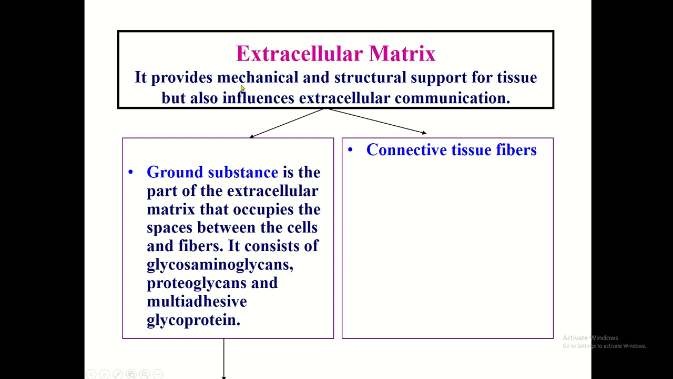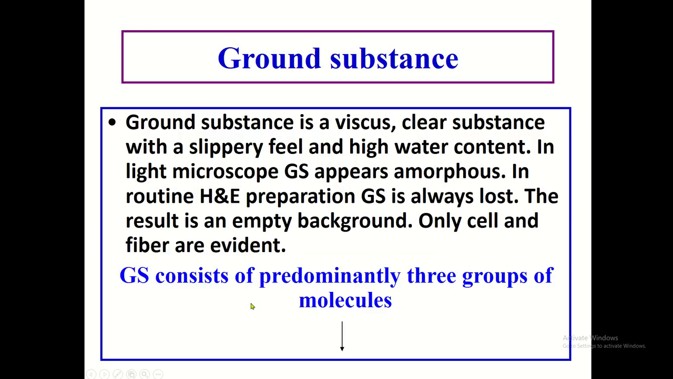The extracellular matrix provides mechanical and structural support for tissue, but also influences extracellular communication. Ground substance is the part of the extracellular matrix that occupies the space between cells and fibers. It consists of glycosaminoglycans, proteoglycans, and mildly adhesive glycoproteins. Ground substance is a viscous, clear substance with a slippery feel and high water content. In light microscopy, ground substance appears amorphous. In routine HE stain preparation, ground substance is always lost, resulting in an empty background. Only cells and fibers are evident.